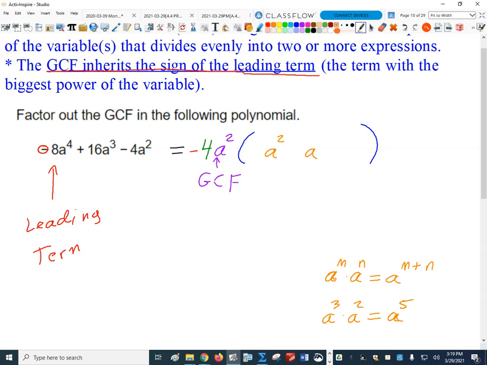So then negative 4 times what is negative 8? Everybody agree that's a positive 2? Okay, so we get a 2a squared. 16 divided by negative 4 is negative 4. So our middle term is a negative 4a. And then negative 4 divided by negative 4 is 1. So we got it. Make sense? Okay, good. All right, that's a great place to stop.